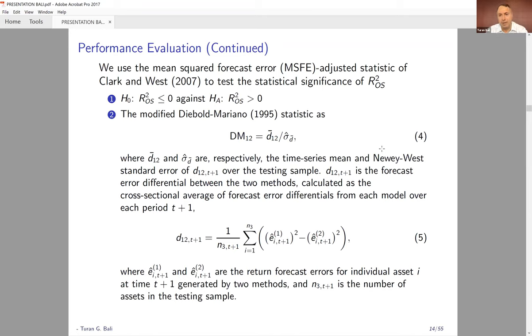For pairwise comparisons, to test the pairwise predictive accuracy of these alternative models, we rely on the DM statistic, Diebold and Mariano's 1995 JBES article, and we basically compare the forecast error differentials.